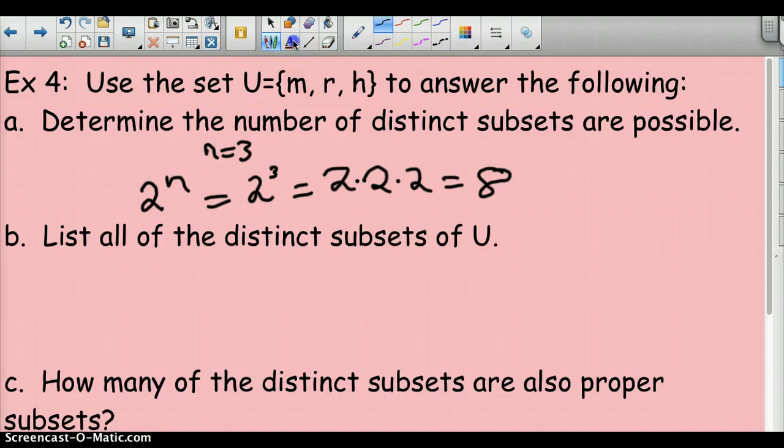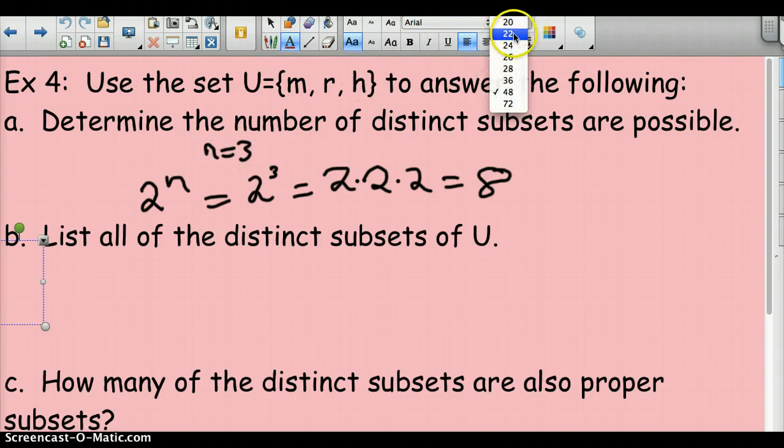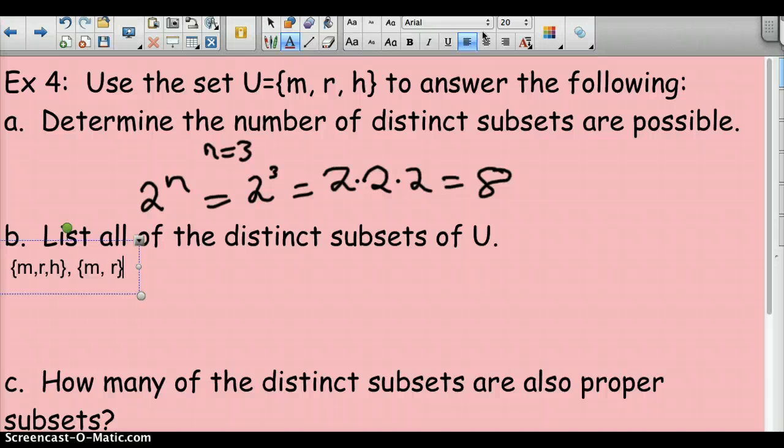The second question asks me to list what they are. Not how many of them there are, but what are the actual distinct subsets. A couple of ways of going about this. Some people start with the original set. Obviously, the original set, which has M, R, and H, is a subset. Next up, they go from 3 down to 2. So with 2 elements, I could do M and R. I could do M and H. And I could do R and H. Easy stuff.